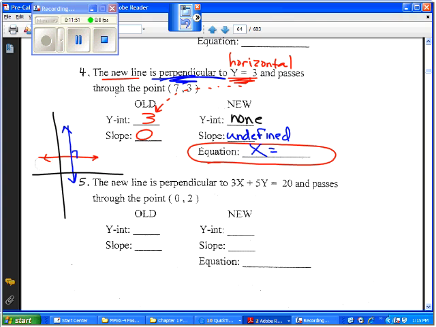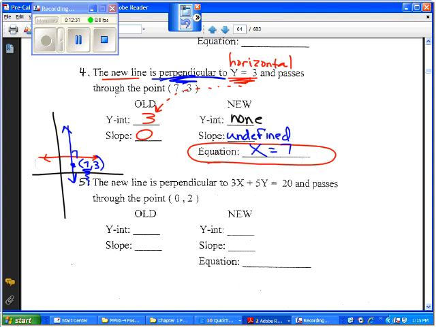Now, it says that the new line has a point on it that is 7, 3. To the right 7, up 3. And the equation of a vertical line is x only. It's x equal to a constant x. And if one point on that line had an x of 7, that must be what the x of every single point on the line is. So the equation is x equal to that constant x of 7. Understand that?